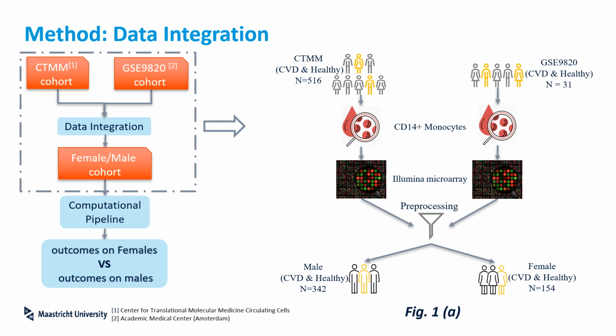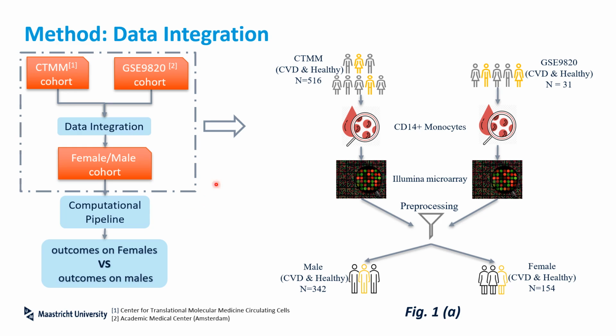In order to study the sex difference, we first integrate microarray data from the Center for Translational Molecular Medicine circulating cell cohort and Academic Medical Center cohort in Amsterdam. Here we show the name of these two cohorts as CTMM and GSE9820, and then split the whole cohort into female and male groups. Both of these two groups were then performed the same computational pipeline. Subsequently, we compared the analysis outcomes between females and males to find the cardiovascular disease-related sex difference.